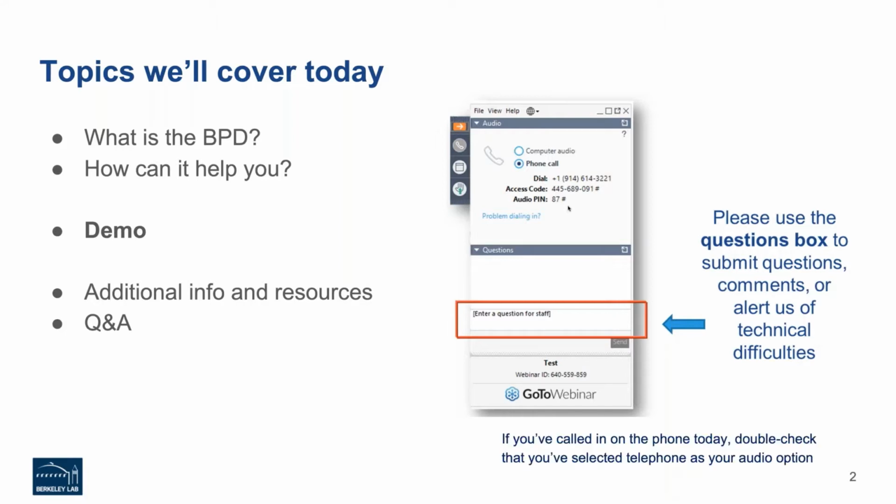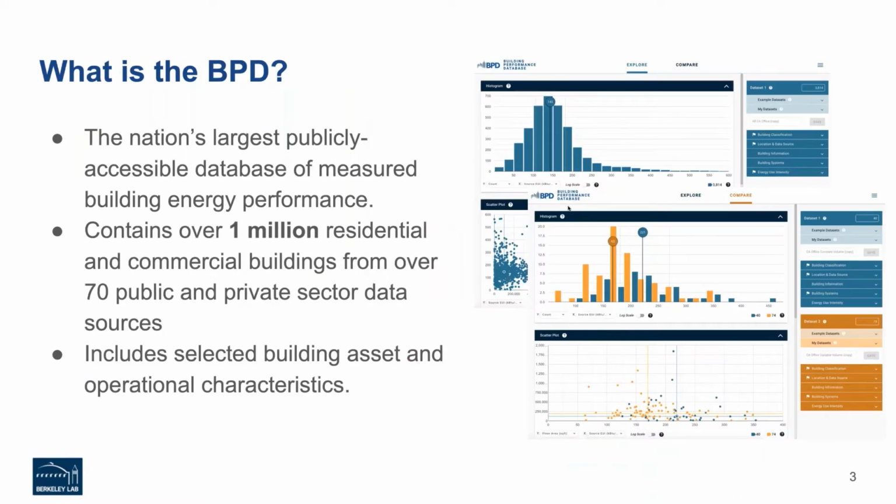Okay, so what is the BPD? It is the nation's largest publicly accessible database of measured building energy performance. To date, we have over 1 million buildings in there, both commercial and residential, and we've gotten these from a range of different public and private sector data sources. In fact, we have over 70 sources in there right now. For some subset of these buildings, we also have asset and operational characteristics, such as system characteristics, types of HVAC and lighting, and how many hours it operates, and things of that nature.